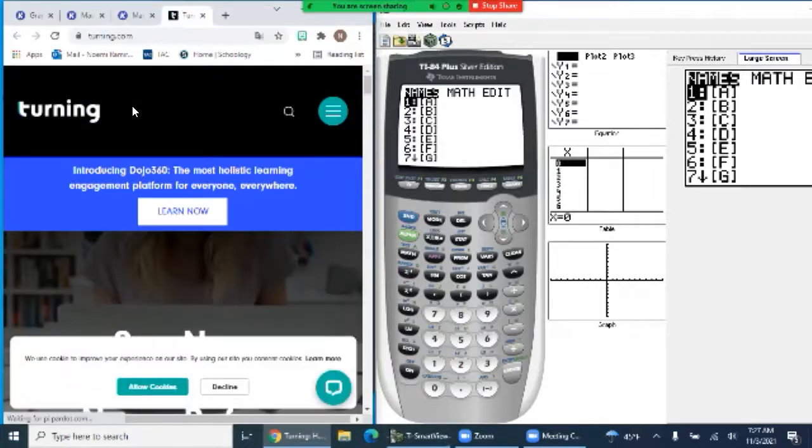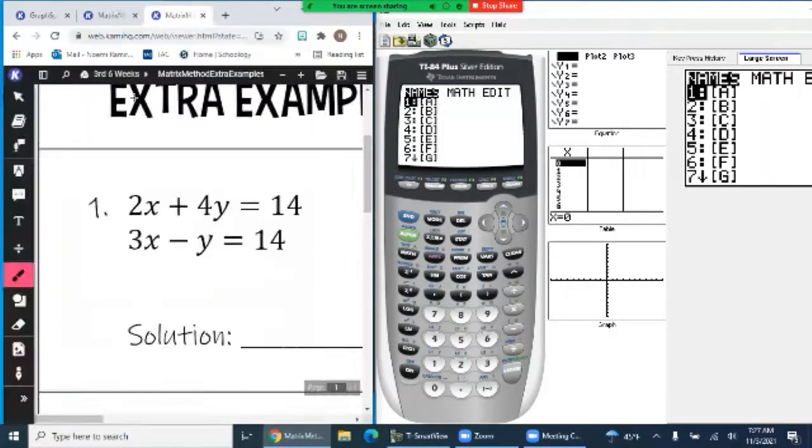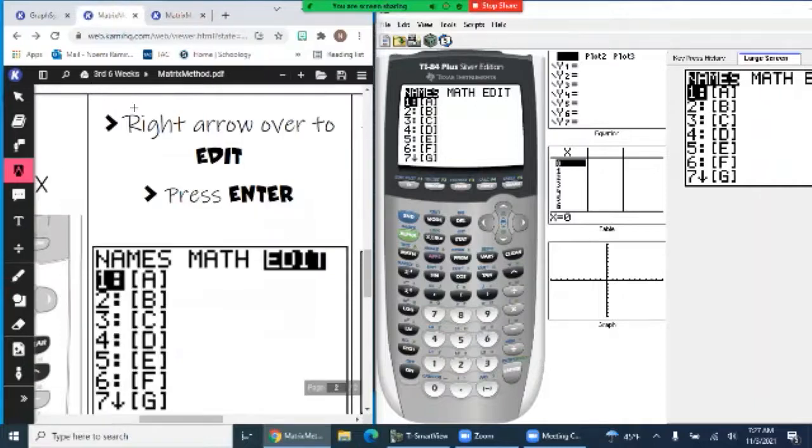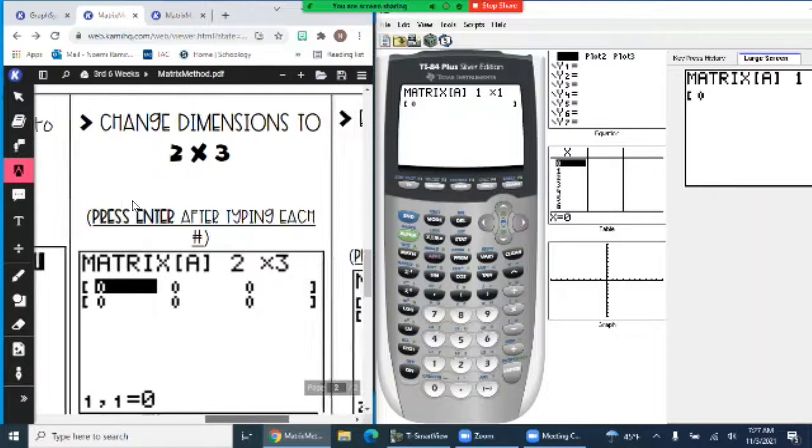Why is it doing that? Sorry, I don't know what this is. There we go. You're going to right arrow over to edit and press enter. And then you're going to press enter again. You're going to come across this screen.